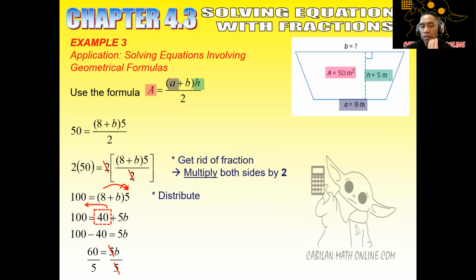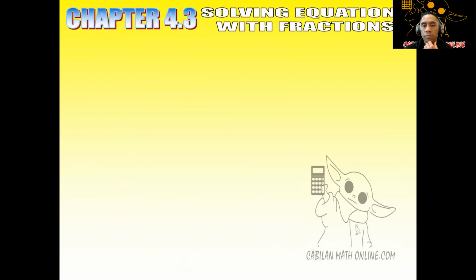Typically we see the letter on the left side, but this is just to show you, again, basic principles that anytime you isolate a variable and there's a number attached to it, you always divide both sides by whatever is attached to that variable. And last but not least, 60 divided by 5, that gives me 12, which in this case here would be 12 meters.